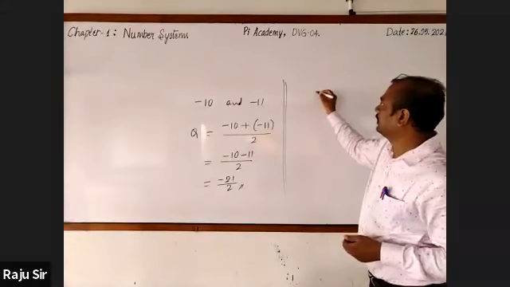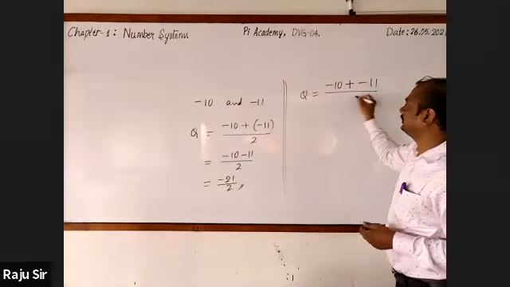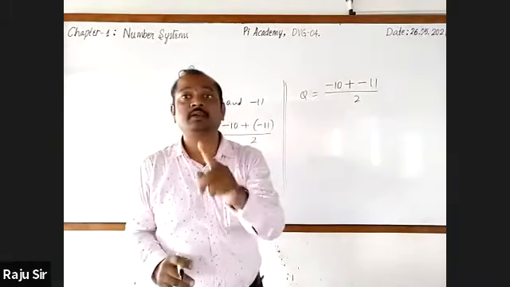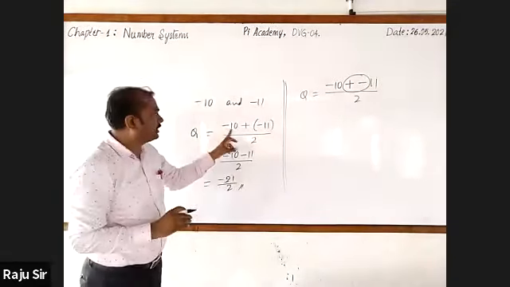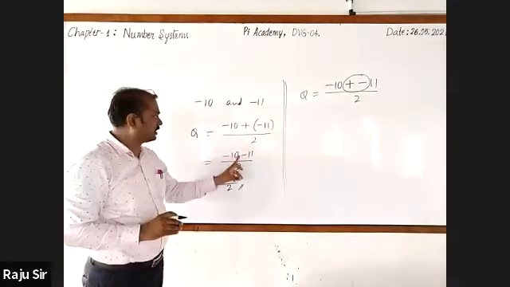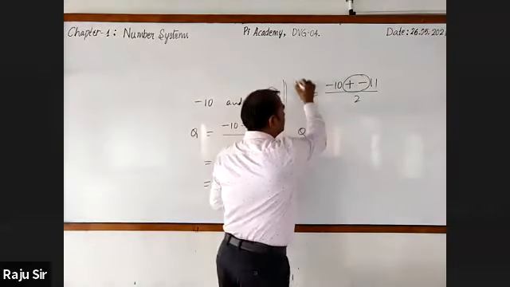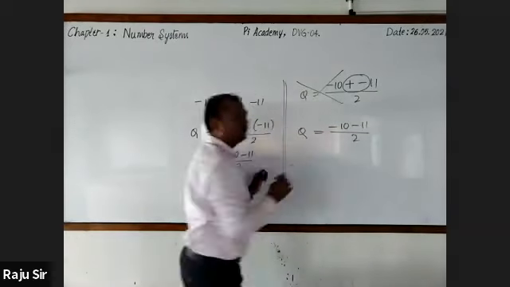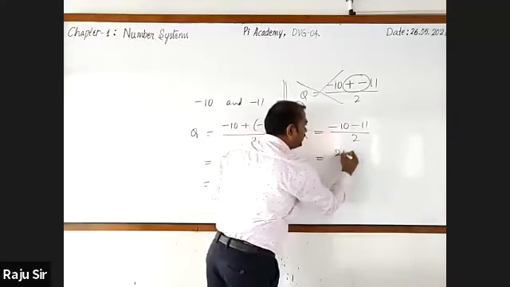Let me show you some mistakes students have made. Those mistakes must be avoided. It was written like this: Q = -10 + -11 by 2. Look here, two signs should not be written together. It is the wrong way of writing. It should be either plus of (-11), or directly you may write minus. Second thing, some students had written Q = (-10 - 11)/2, which is correct. But in the next step, they had written 21 by 2.